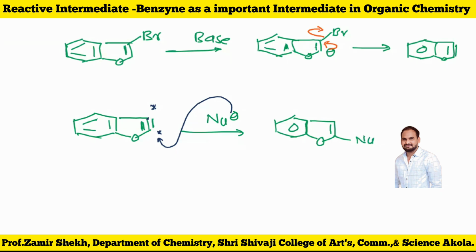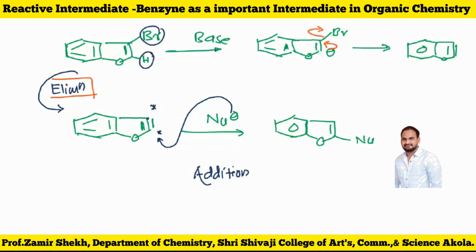Arynes are prepared by elimination first. Look at this one. This hydrogen and bromine are going to be removed from the molecule. So arynes are prepared by elimination. This reaction is called an elimination, because this Br and H from adjacent positions are going to be eliminated. And now further we attack with any nucleophile, an external reagent, and that reaction is called an addition reaction. So aryne reactions are categorized in two ways. One is elimination, and then the addition reaction. So these are the two steps from which we can explain the chemistry behind the aryne.